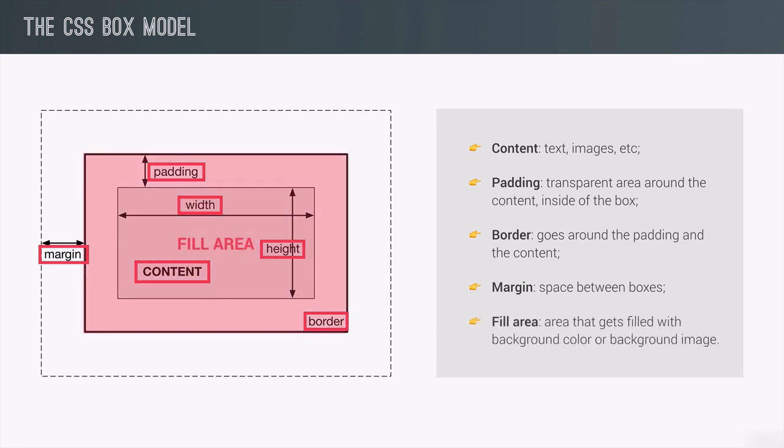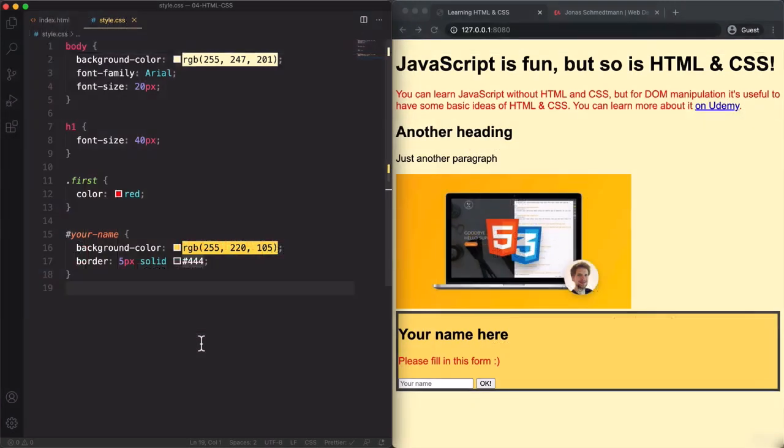So remember how the text content and images go inside the content box? Well, the same does not apply for background images or the background color of a box. These properties will actually be applied not only to the content box, but to the entire fill area, which also includes the padding and the border, but not the margin. Okay? All right, so let's go back to our code and implement some of these properties.